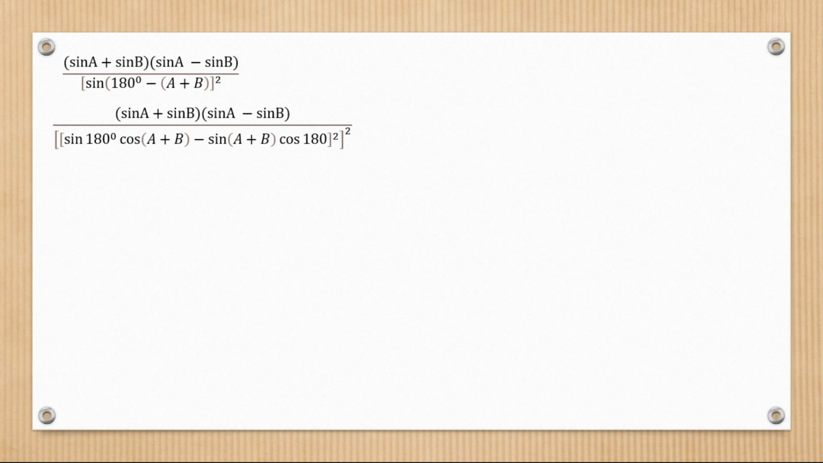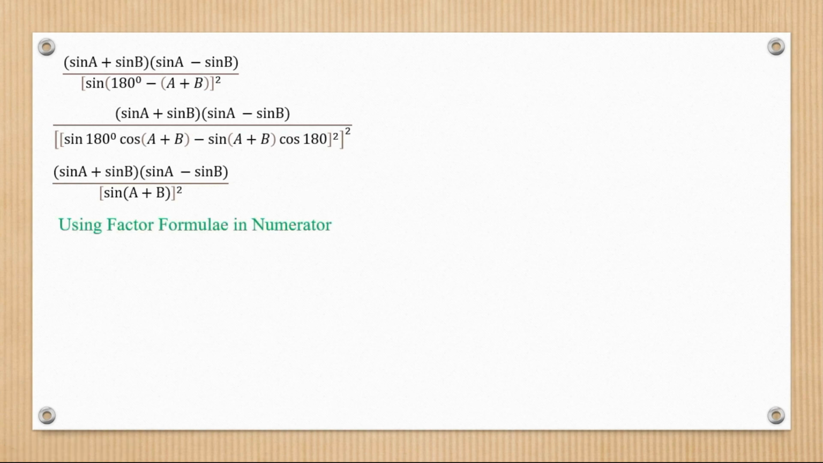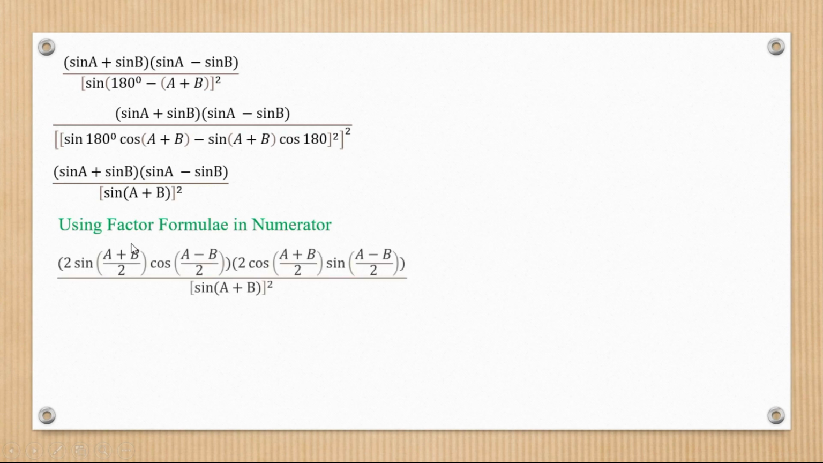Now remember that sine of 180 is 0, and cos of 180 is negative 1. So the negative 1 here will make this become positive. Then we end up having sine(A plus B) with the squared outside. Now we can move on to applying the factor formula to our numerator. We're going to apply the factor formula to both. So this expands to that, and this expands to that, using the factor formula.